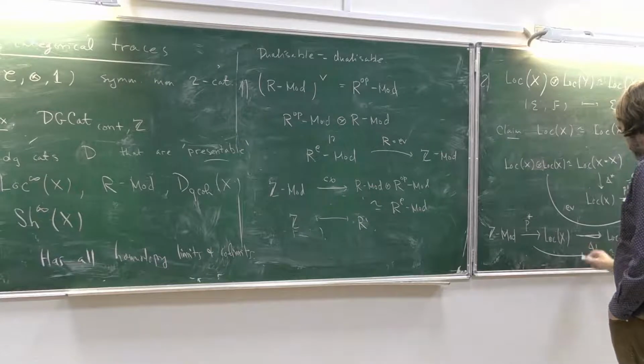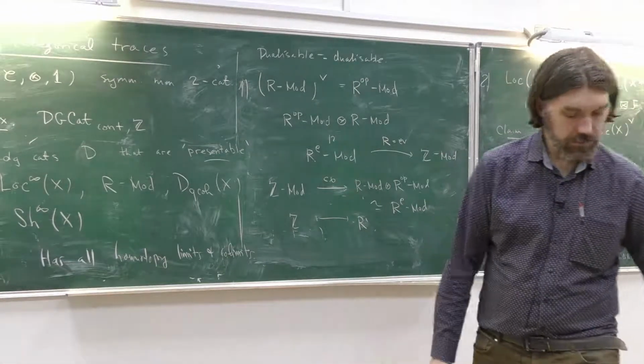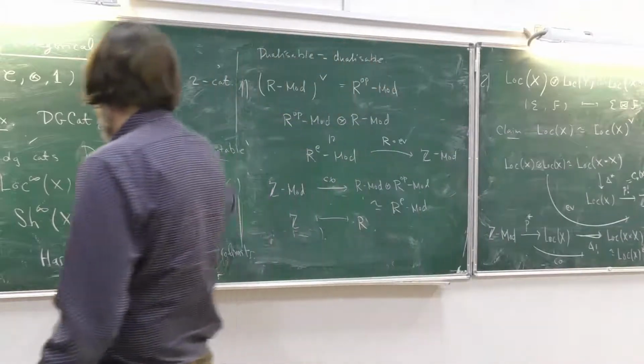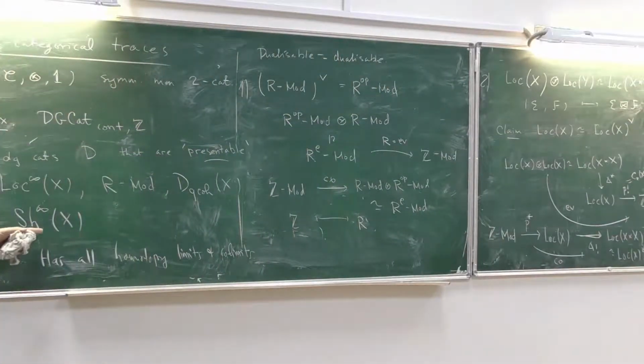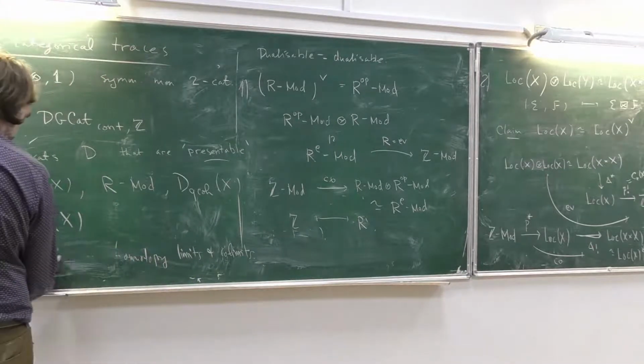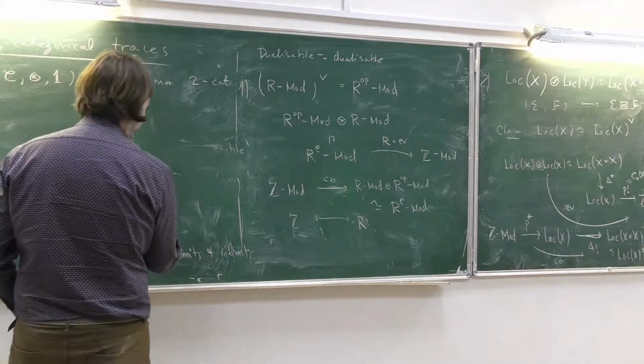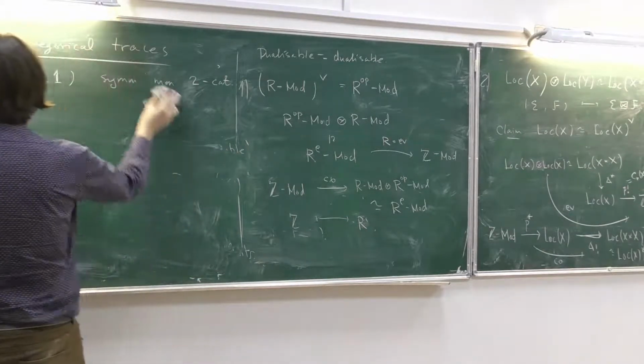Okay, so what is this? This is co-evaluation. So these are our two basic examples. QCoh works very similarly. Sheaves also works similarly. You have to take compactly supported push forward instead of push forward. Very good.